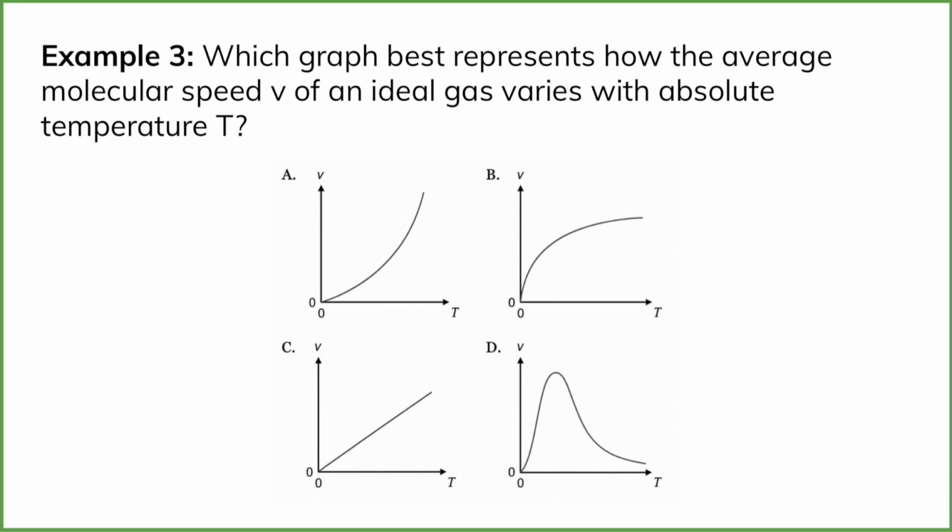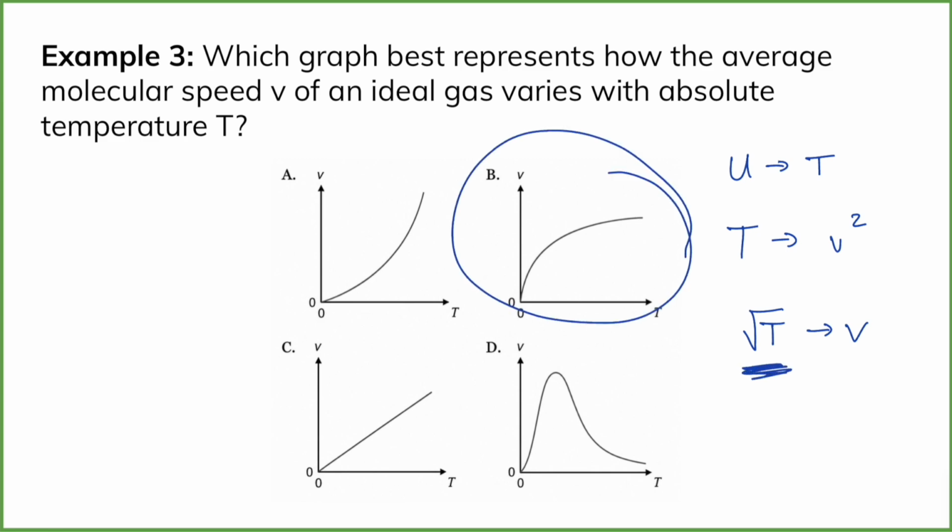Example 3, which graph best represents how the average molecular speed v of an ideal gas varies with absolute temperature T? So we know that U and T are proportional, the internal energy. And therefore, that means that temperature is proportional to the kinetic energy, which means it's proportional to v squared. And so what that would mean is if v was on the y-axis, then we know that √T would be proportional to v. And the only graph in this section that I see that looks like a square root graph with T on the x-axis would be answer B.